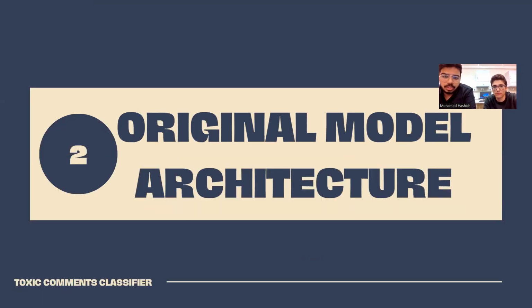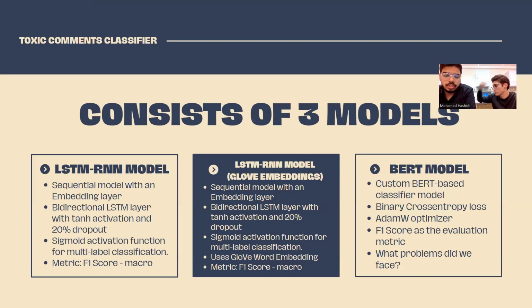Starting with the original baseline model. The original baseline model consisted of three models using TensorFlow. First of which is an LSTM RNN model, and the second one was an LSTM RNN model, but with GloVe embeddings. The first one was normal word embeddings, and finally a BERT model. All three models use the F1 metric score, and they were sequential models, except for the BERT model.